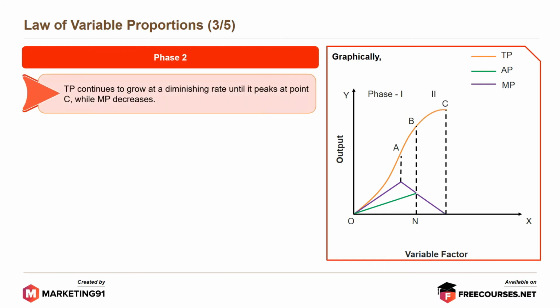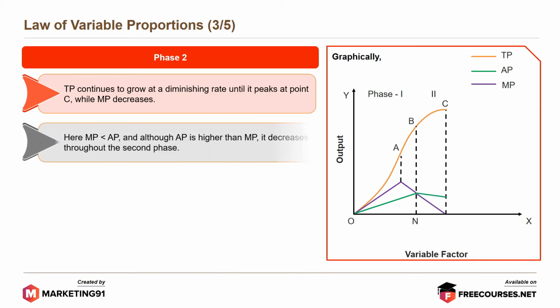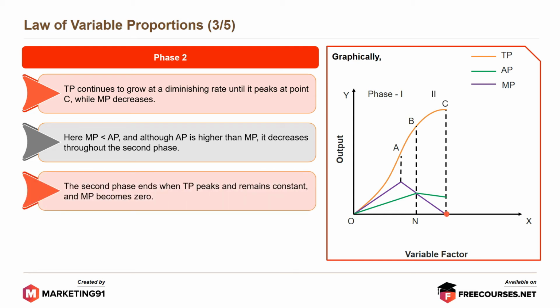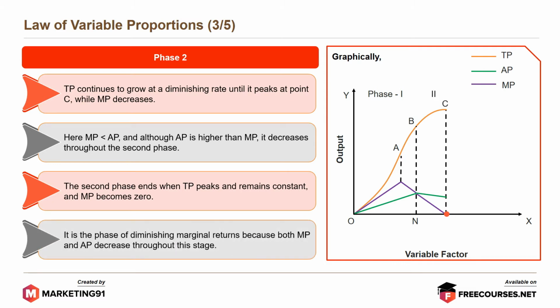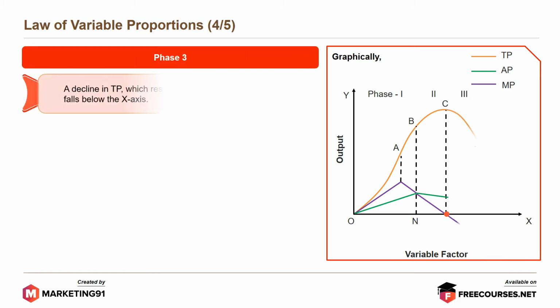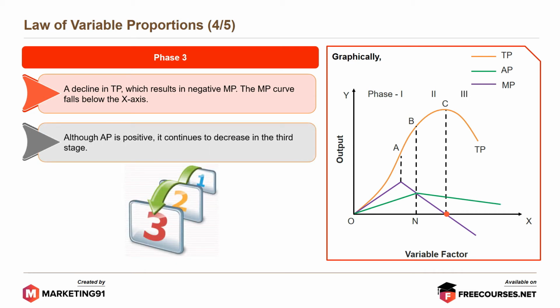Moving on to phase 2. TP continues to grow at a diminishing rate until it peaks at point C, while MP decreases. Here MP is less than AP, and although AP is higher than MP, it decreases throughout the second phase. The second phase ends when TP peaks and remains constant and MP becomes 0. It is a phase of diminishing marginal returns because both MP and AP decrease throughout the stage. Moving on to phase 3, a decline in TP which results in negative MP. The MP curve falls below the x-axis. Although AP is positive, it continues to decrease in the third stage.